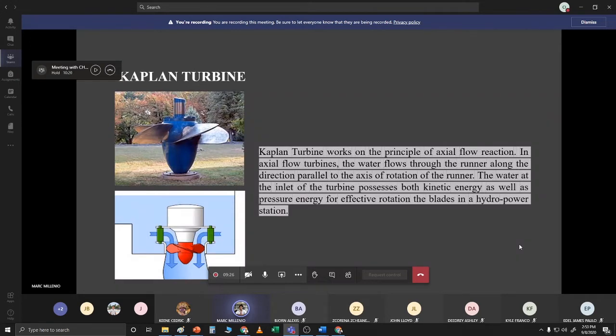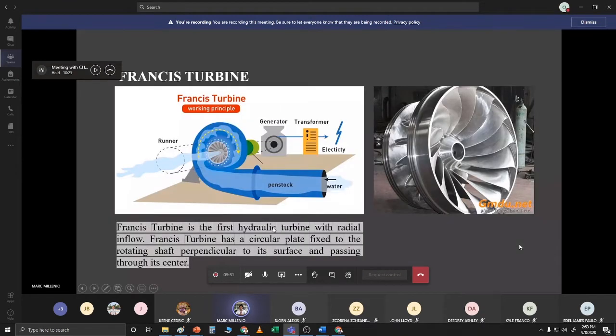Yan po. The next is Francis turbine po. It is the first hydraulic turbine with radial inflow, and it has a circular plate fixed to the rotating shaft perpendicular to its surface and passing through its center po.